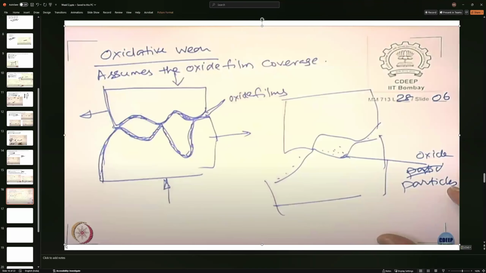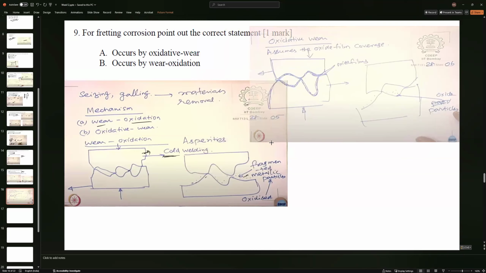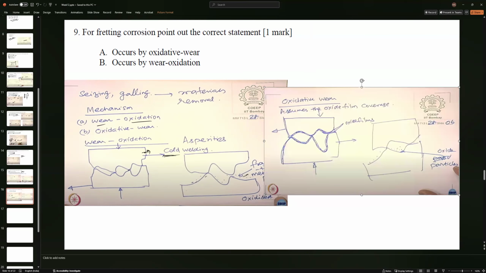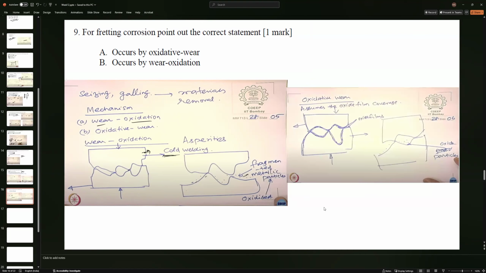Second, oxidative wear, where you have an oxide layer forming, which is a passivating layer, and then due to relative motion your oxide film is getting damaged, and you're getting oxide particles. So both are correct.